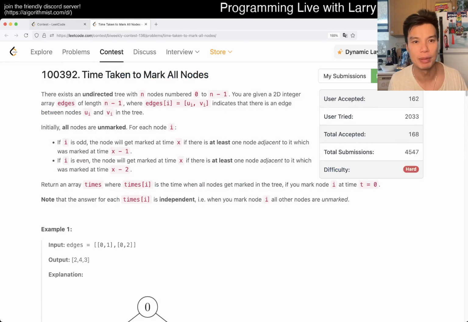This is me going with Q4 of the bi-weekly Contest 136. Time taken to mark all notes.